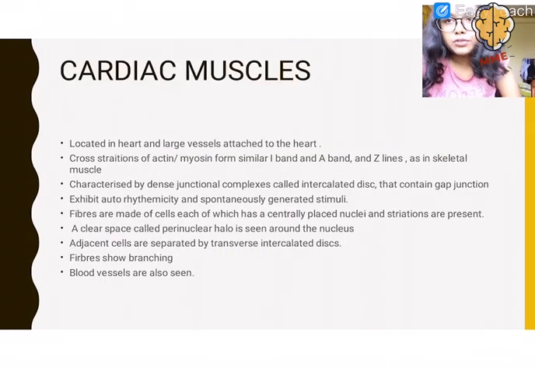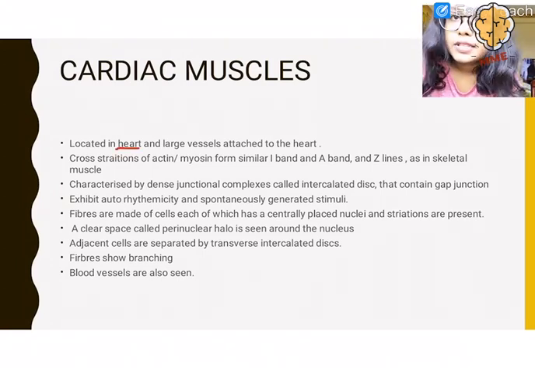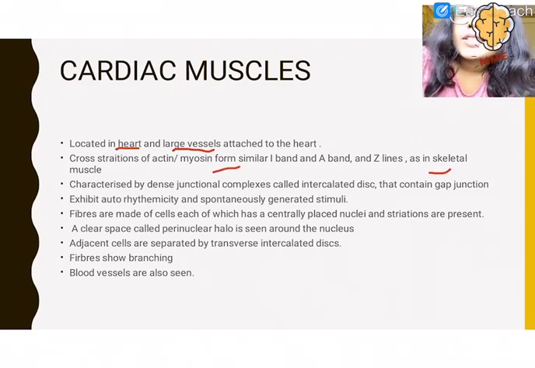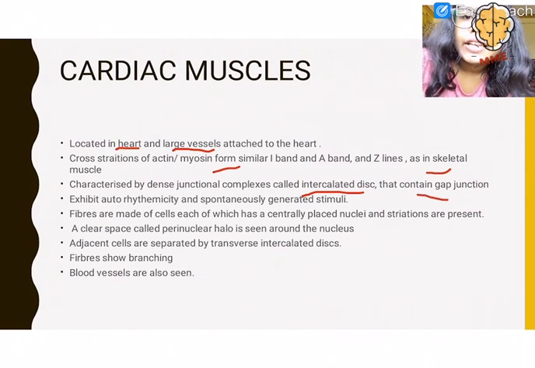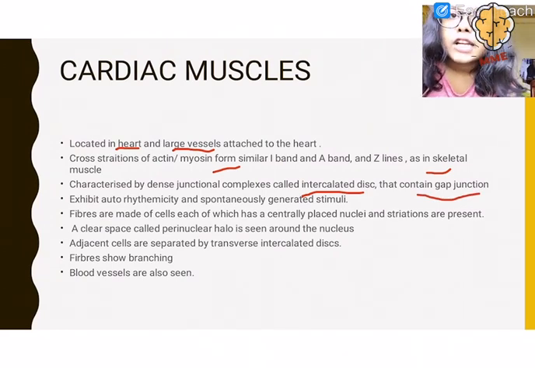Now coming to the cardiac tissue, cardiac muscle. As the name suggests, cardiac muscle is present in the heart and the large vessels which are attached to the heart. Now the cross striations of the actin and myosin are very similar to the skeletal muscle, but here you will see we have intercalated discs that contain gap junctions, and this gap junction is the main reason that our cardiac muscle has the property of autorhythmicity and spontaneously generating stimuli.